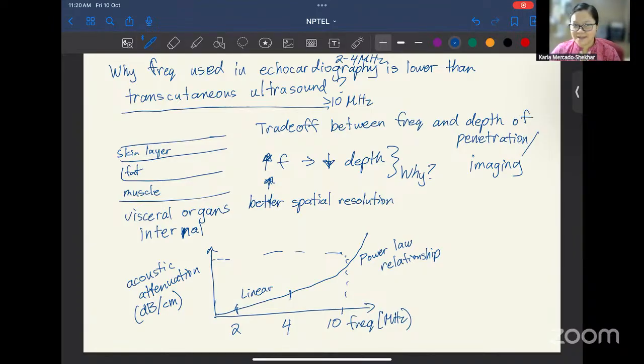Manu, do you want to add anything? No, ma'am, I think that answers the question. Yes. So for this case, the increased frequency is only good for superficial tissues. You can get better spatial resolution, and at the same time, attenuation is not that much at these lower depths. Okay.